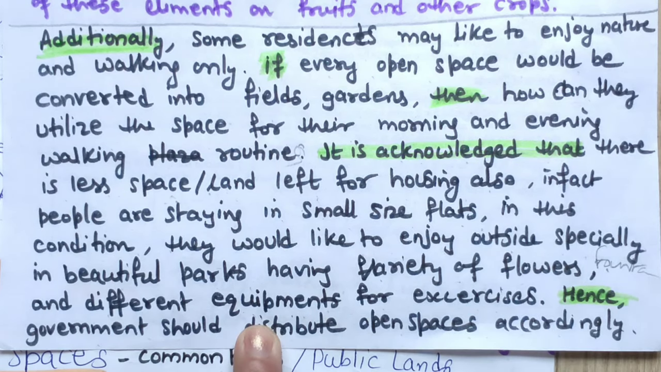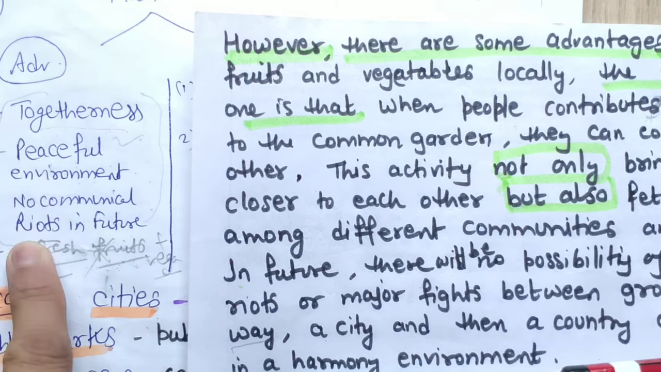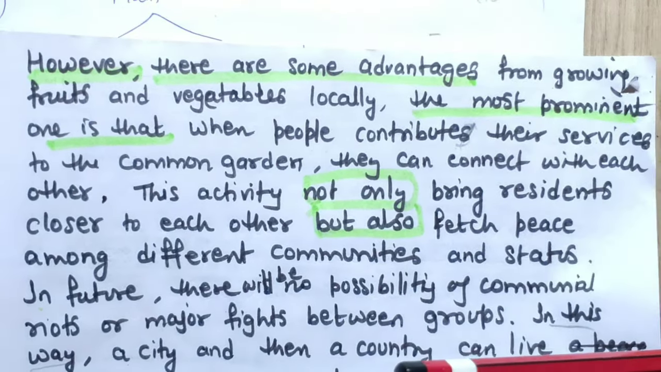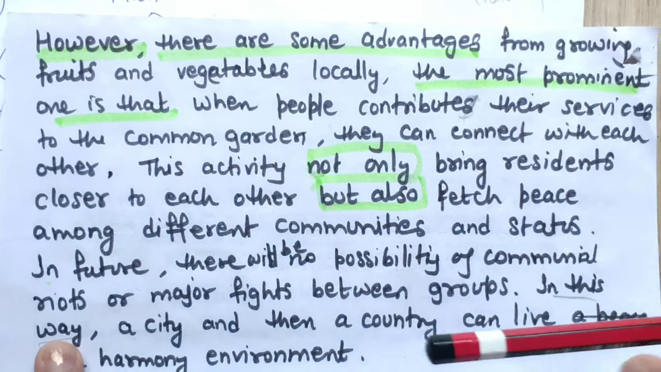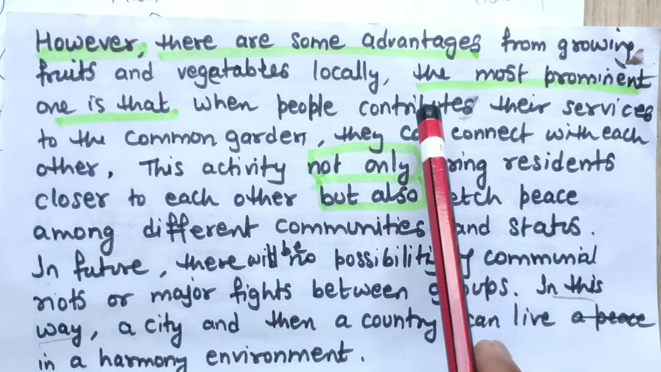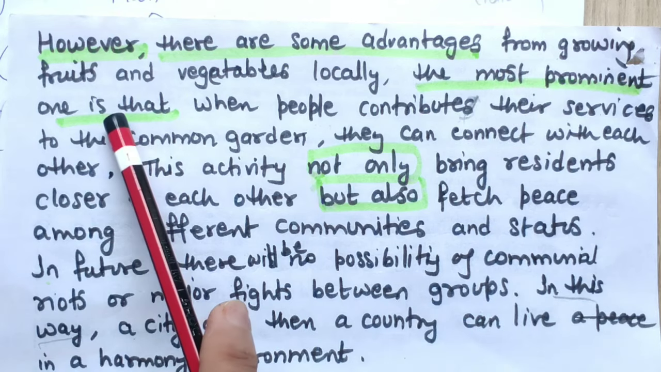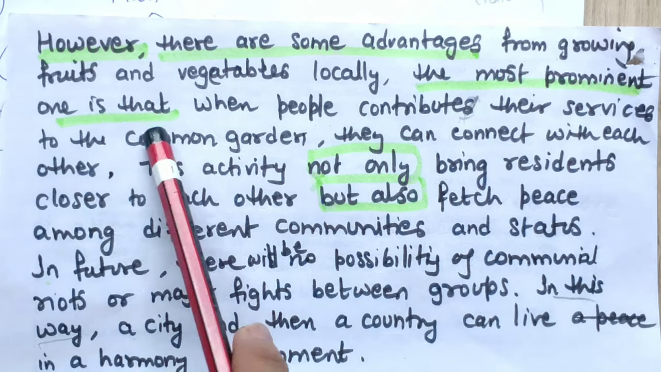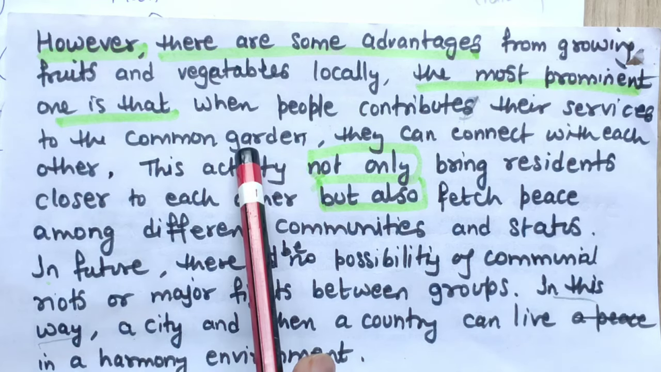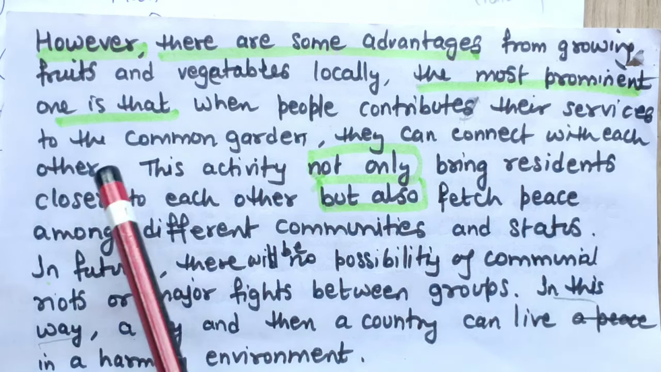Now advantages. Now look at these advantages. Togetherness, peaceful environment, no communal rights. However, so how I have started the next paragraph. However, there are some advantages from growing fruits and vegetables locally. The most prominent one is that, means the number one, the most important one is when people contribute their services to the common garden. They can connect with each other.